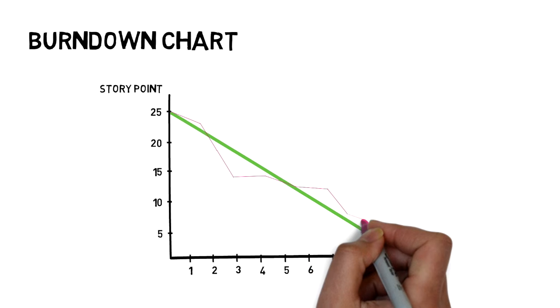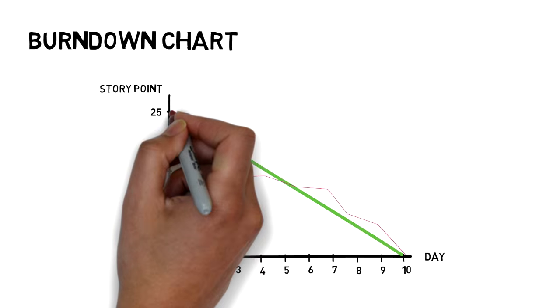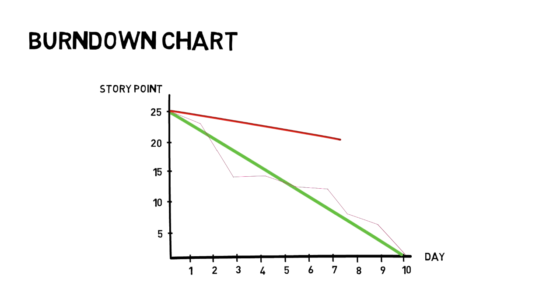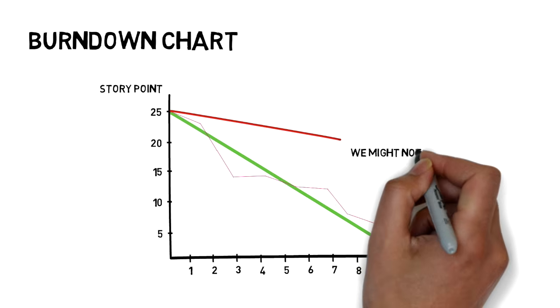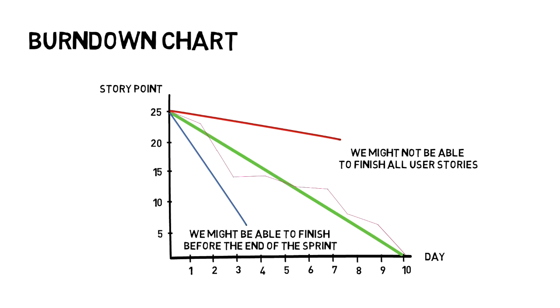Sprint burndown will help the team to see very quickly whether they are on track or not. If after a couple of days, the team sees that they are above the ideal line, they need to find ways to come back on track. Otherwise, they will not be able to finish their user stories. And if they are way below the ideal line, that means they might finish their user stories before the end of the sprint, and they can ask the product owner to take on another user story.